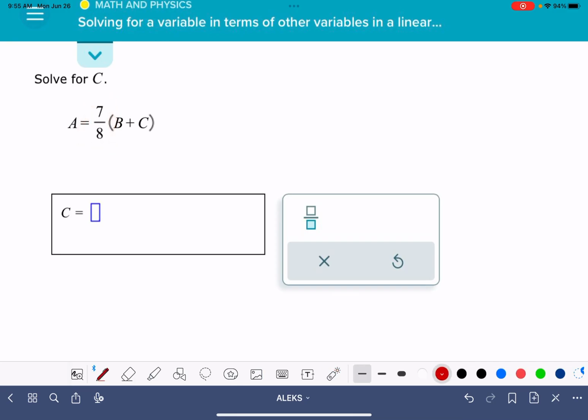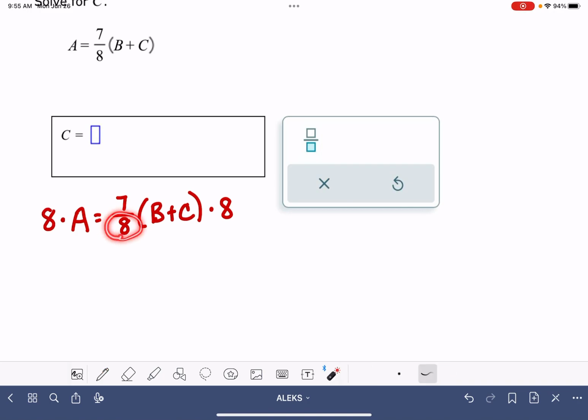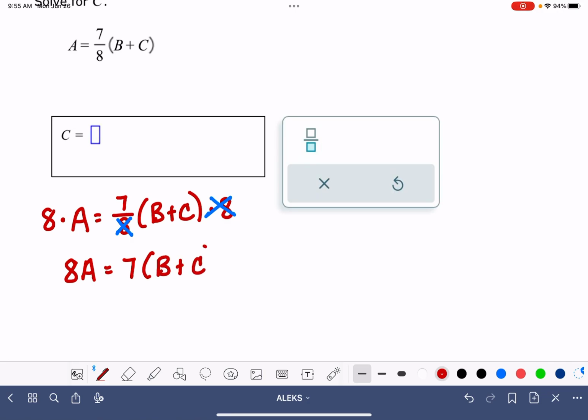My fraction is 7/8. I'm going to rewrite this problem: A equals 7/8 times B plus C. So the first thing that I think you should do is just get rid of the fraction. You're going to do that by multiplying both sides of the equation by the denominator of the fraction. My fraction's denominator is 8, so I'm going to multiply both sides of the equation by 8. In my case, that lets me cancel out the 8 on the right-hand side. So on the left, I have 8a equals 7 times b plus c.